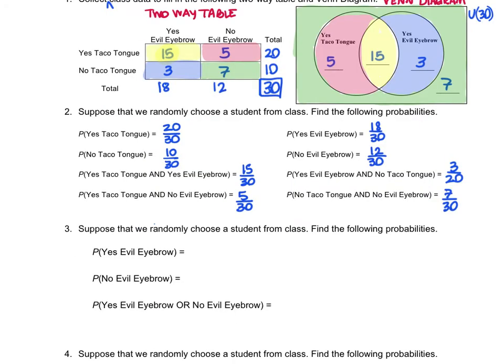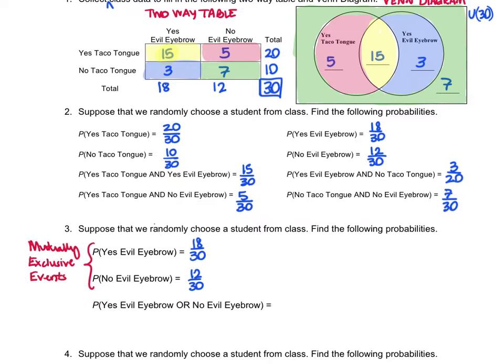Again, we're going to randomly choose a student from class, and we want to find the following probabilities. So yes evil eyebrow, we found that a few minutes ago, and that's 18 out of 30. And then no evil eyebrow is 12 out of 30. And these, you may remember, because they cannot happen together, are called mutually exclusive events.